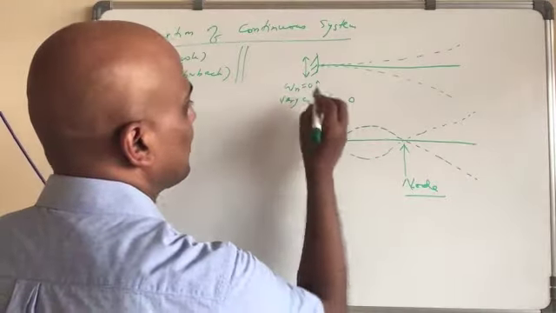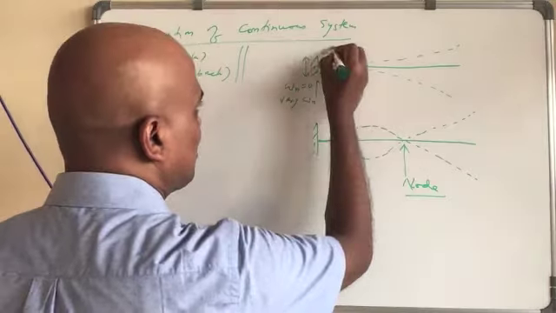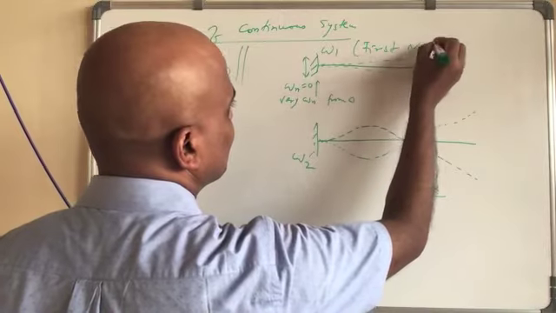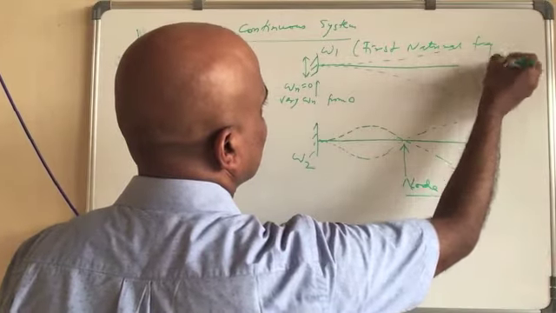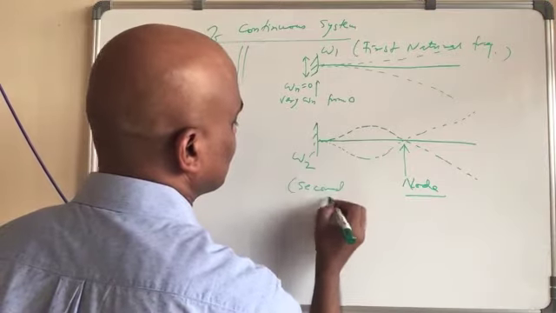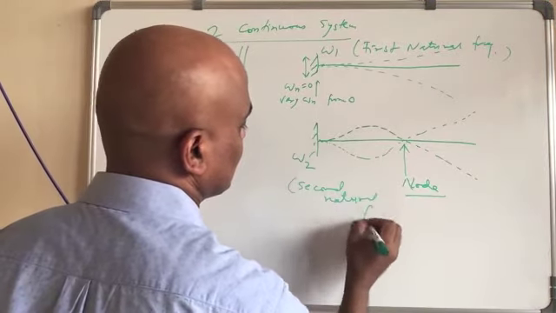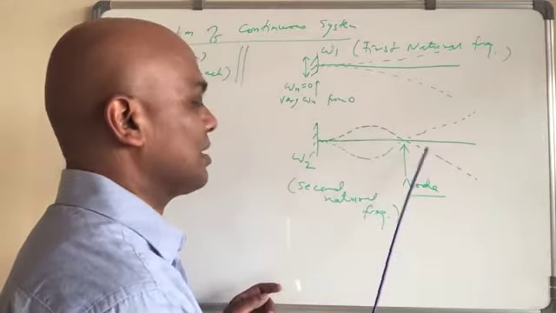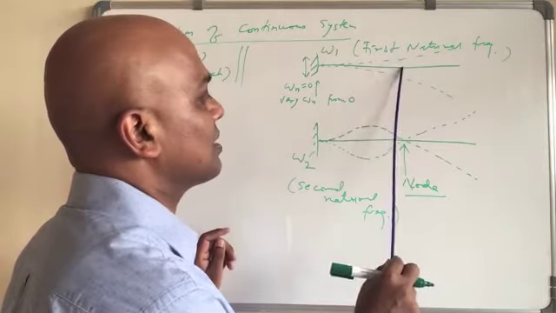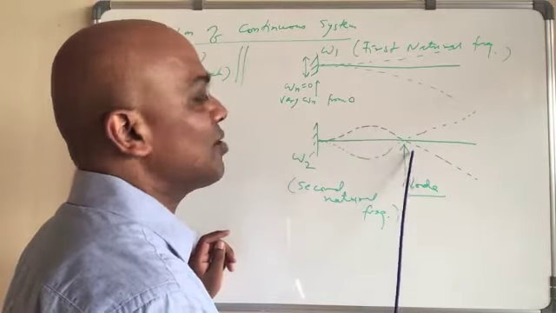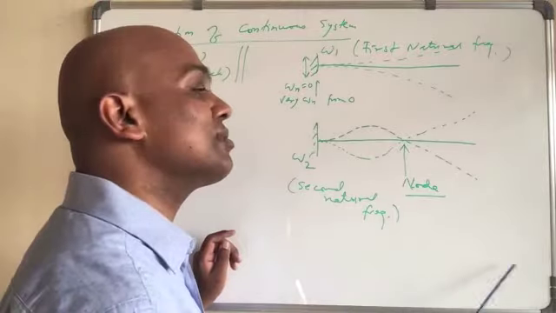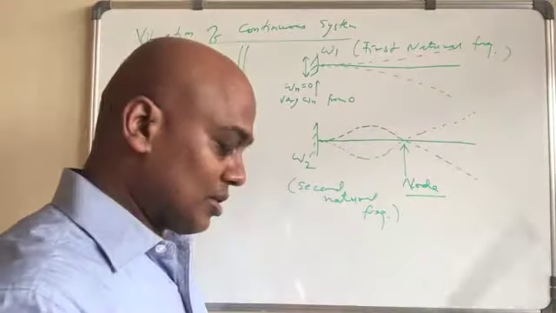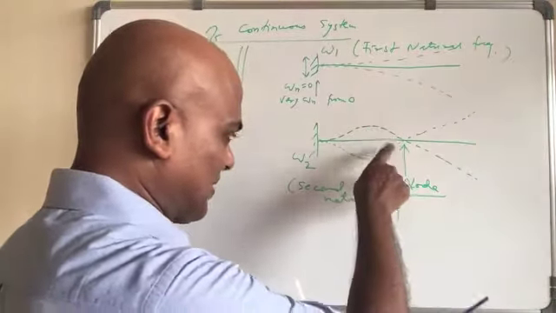This is omega 1, the first natural frequency, and this is omega 2, the second natural frequency, and so on. There will be infinite modes. The first has no nodes in between, the second has 1 node, the third will have 2 nodes, and so on. It keeps on increasing.